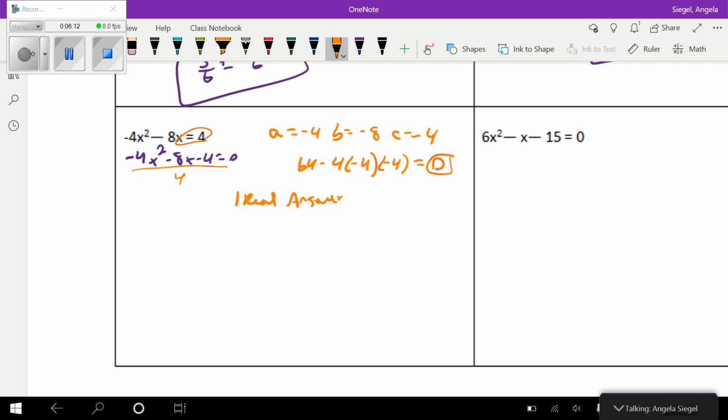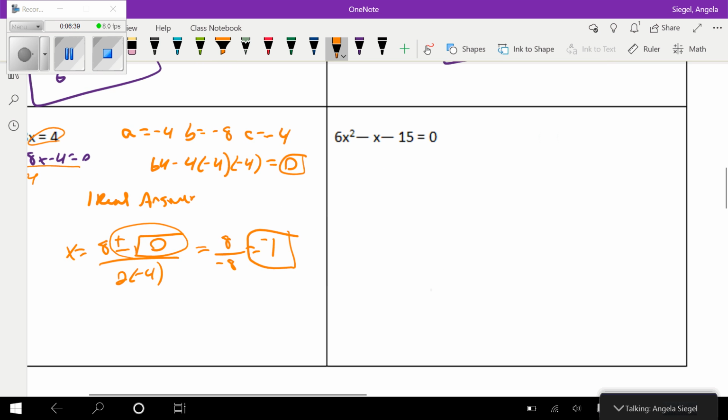So let's do the quadratic formula. So -b, so 8 plus or minus square root, and that's 0 underneath the square root, over 2 times -4. So if you'll notice, that just cancels out, because plus square root of 0 is 0, minus square root of 0 is 0. So basically, I just have 8 over -8, which is -1. So that is my only real solution there. Okay, so go ahead and try this one.